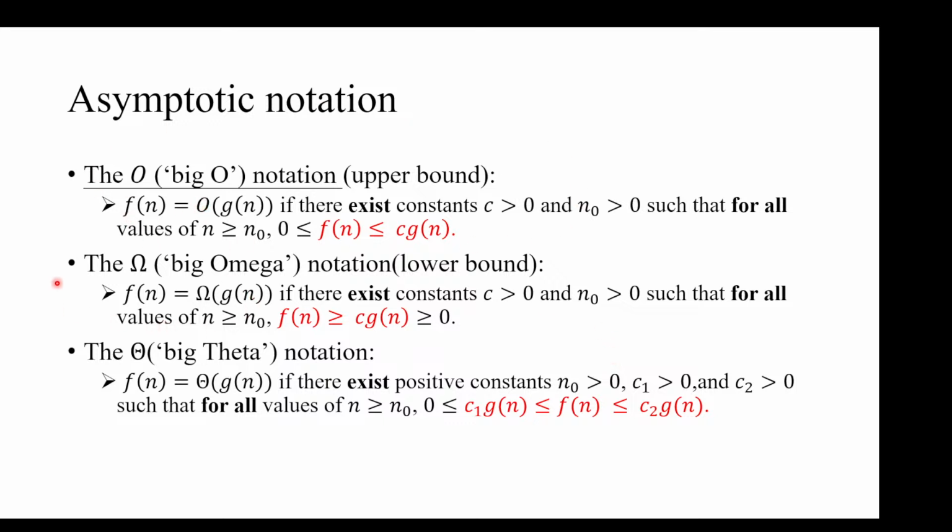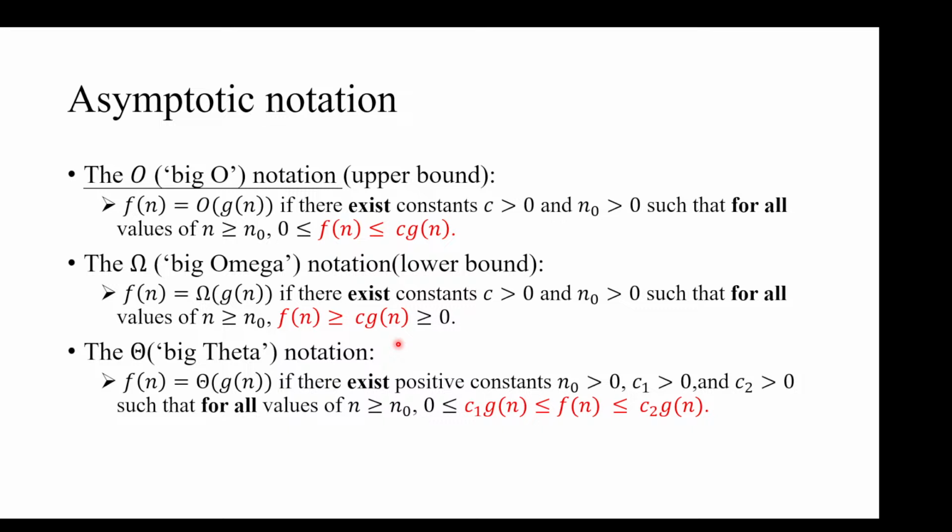Then there's the big omega notation, which is very similar to big O notation but changes from upper bound to lower bound. We write f of n equals omega of g of n, meaning that g of n is a lower bound of f of n. Just like big O, this means that as n goes to infinity, f of n is greater than or equal to c times g of n.